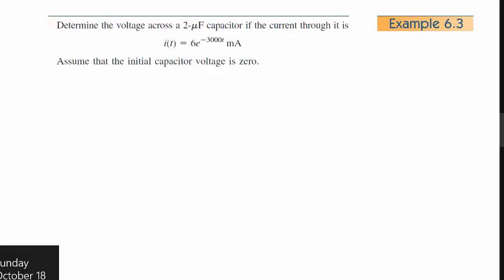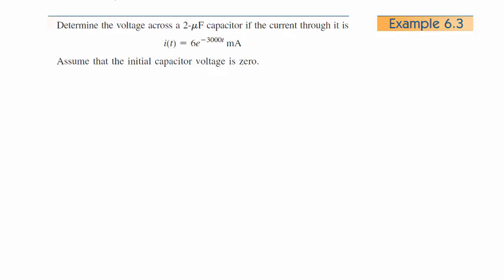Let me just get my pen out. So this is I, this is T. It starts off at 6 milliamps and it decays. So that's what the current is doing in this particular capacitor, I sub C.